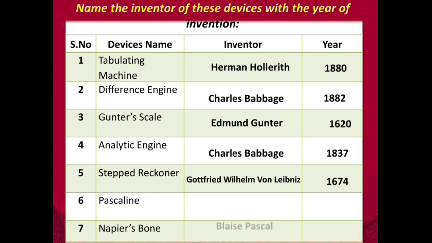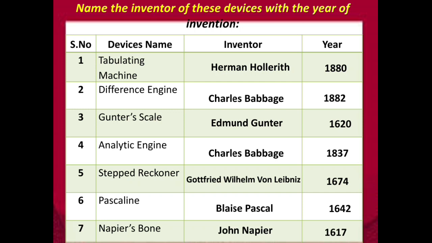The Pascal line was invented by Blaise Pascal in the year 1642. The next one is Napier's bones. Napier's bones were invented by John Napier in the year 1617.